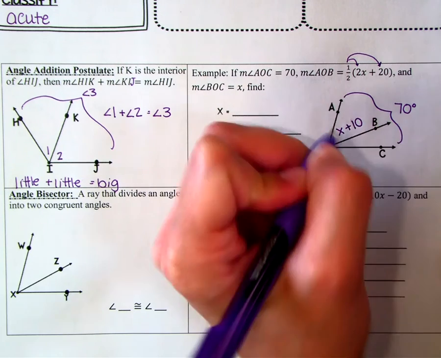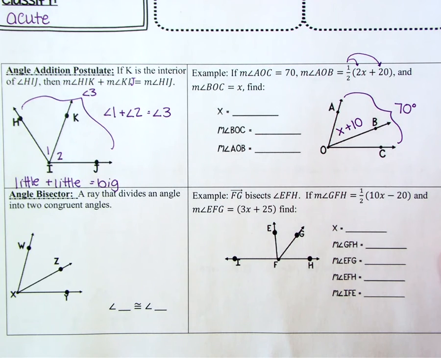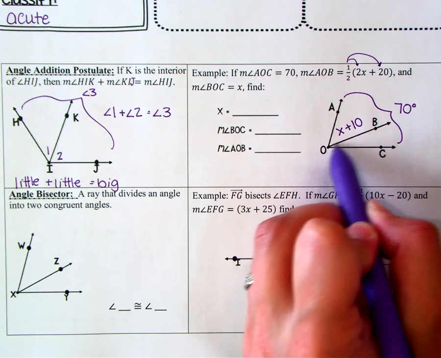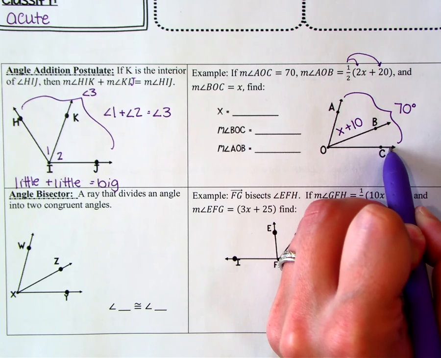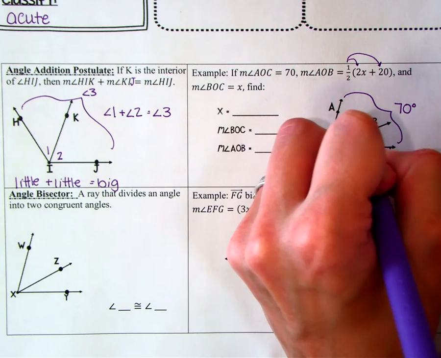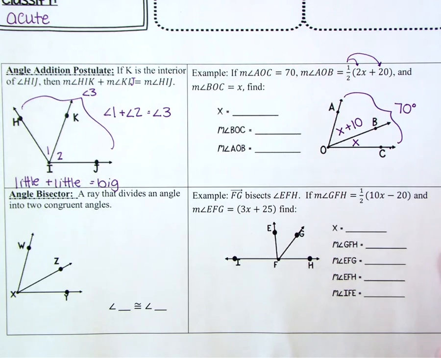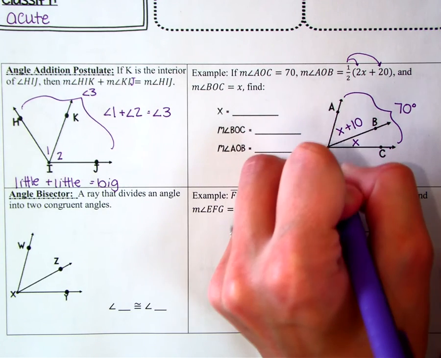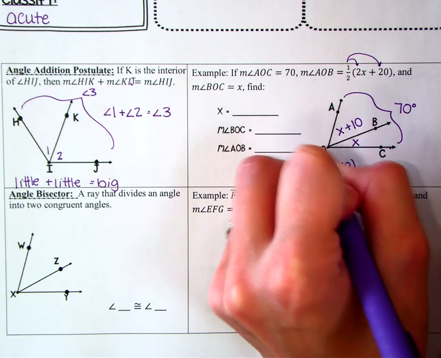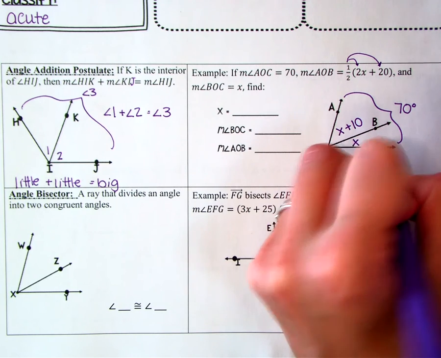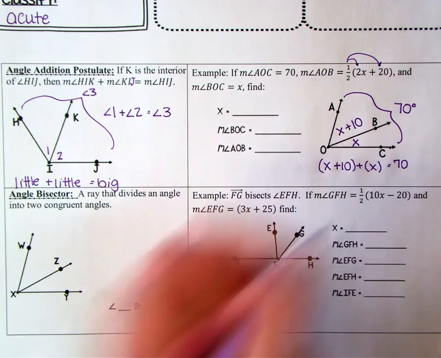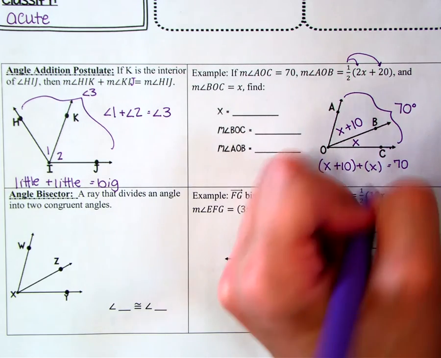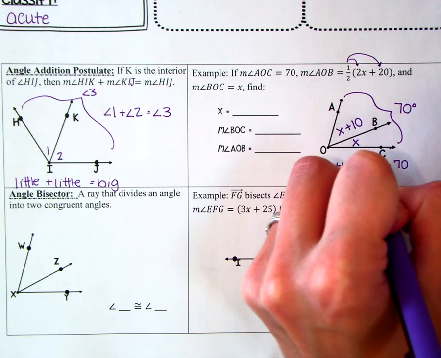So I've got x plus 10. And BOC is x. So using that angle addition postulate, we're going to say little plus little equals big. So little, x plus 10, plus the other little one, x, equals 70. And we'll solve it just like it's a regular equation, combine like terms.